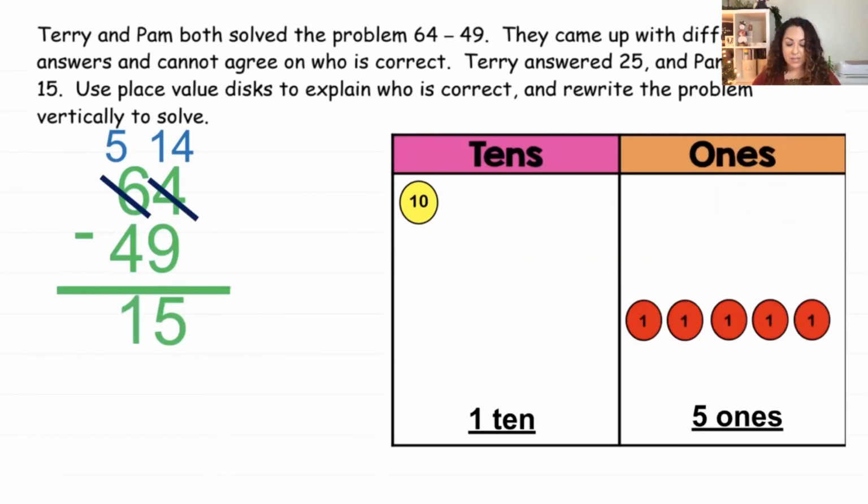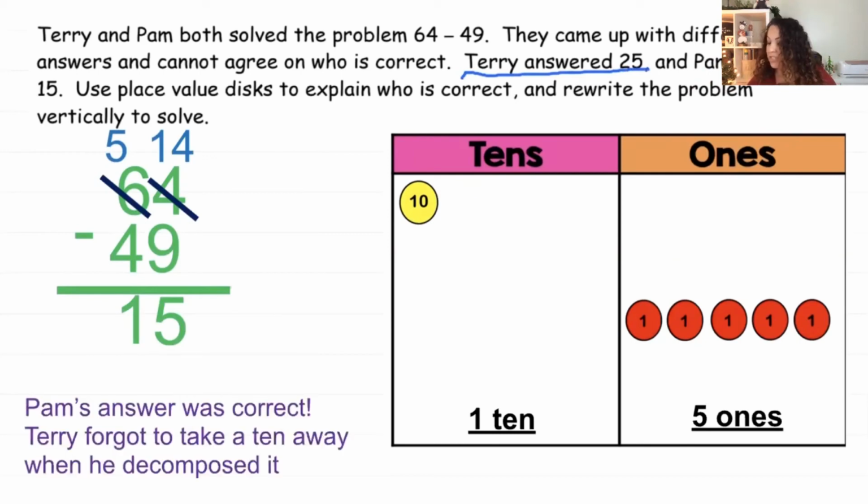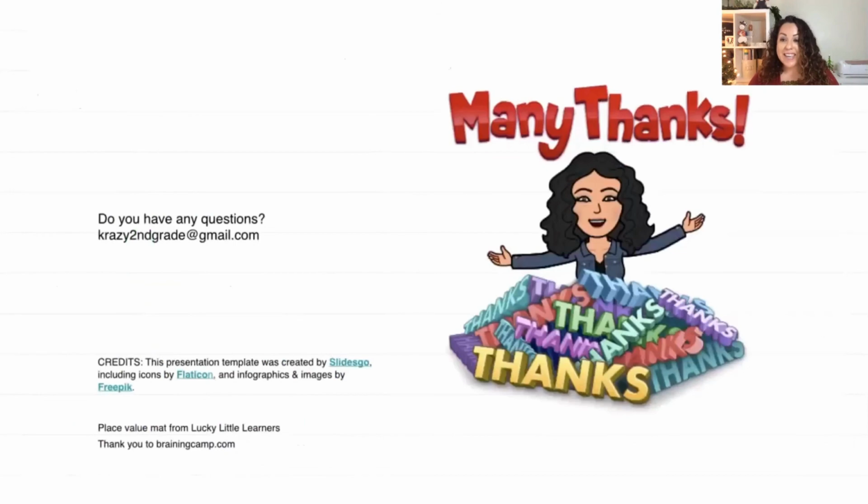So it looks like Pam is correct. And I think what ended up happening was when Terry answered 25, I think Terry did the same thing that Sherry did on the other problem, and she forgot to take the 10 away when she decomposed. So Pam's answer is correct. Terry forgot to take away the 10 when she decomposed. Remember, every step is important. Okay, and then that's it. That was kind of a mini lesson for today.